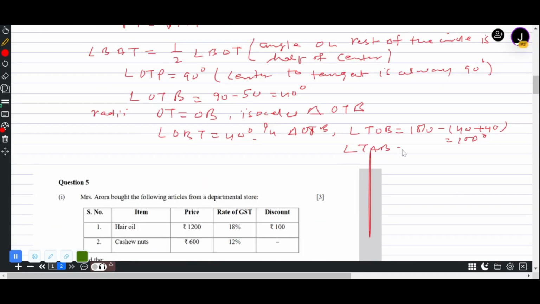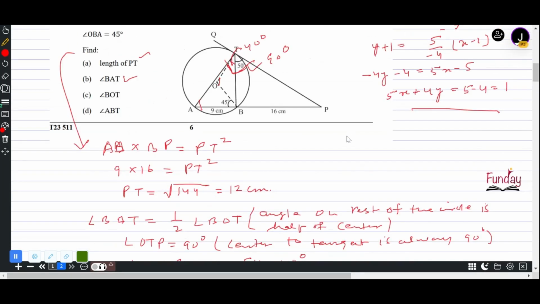Now you see how many are answered. BAT is answered, BOT is answered, ABT is also answered. ABT is the sum of ABO and OBT. ABO is 45, OBT is 40. 45 plus 40 is 85. Correct?